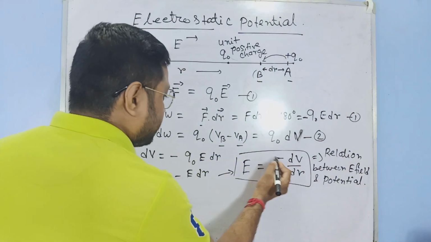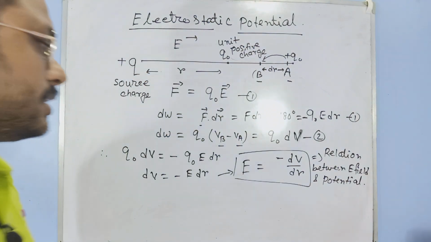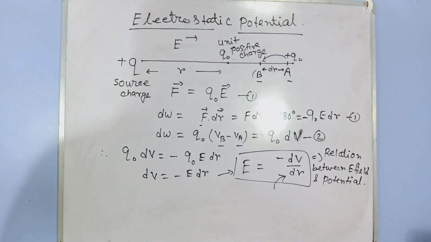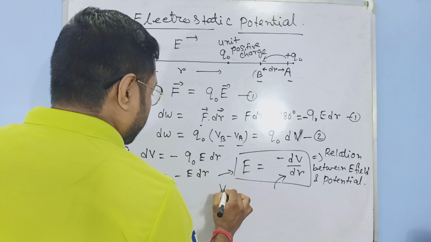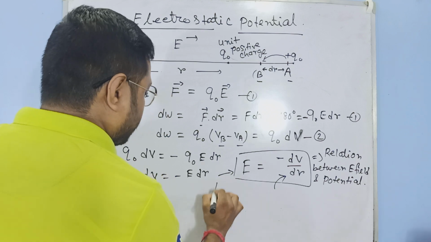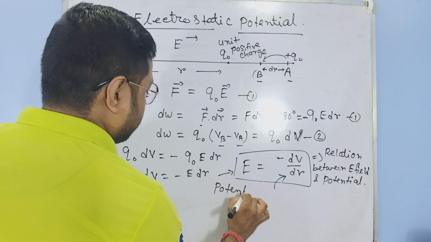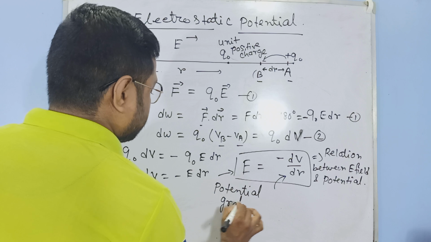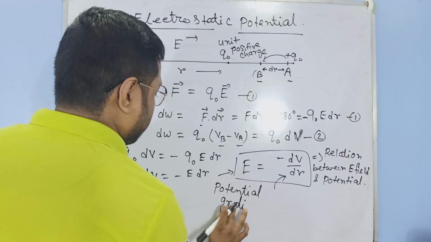Now dV by dr is known as the change in potential per unit distance. It is also called the potential gradient. Gradient means change in potential.